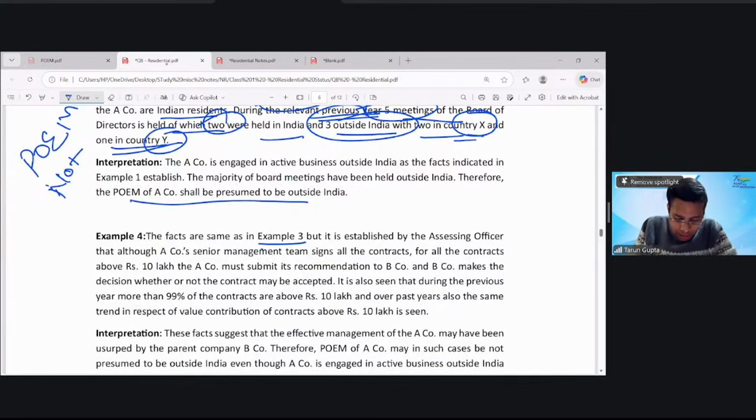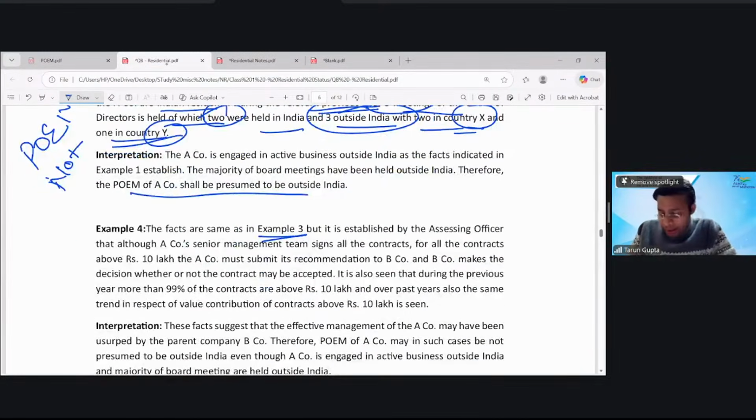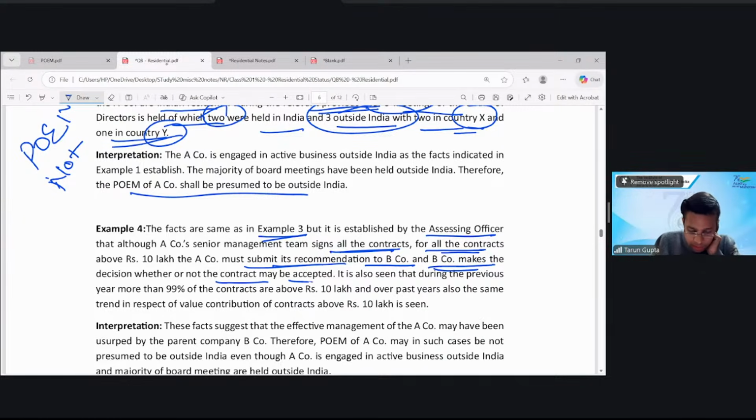The facts are the same as in example 3, where the meetings were held outside India. But it is established by the AO that although A company's senior management signed all the contracts, for all the contracts above 10 lakh, the A company must submit its recommendation to B company. So, though the decision on paper is taken by A company's management, what the AO finds is that all the contracts above 10 lakh are submitted to B company, which makes the decision whether or not a contract may be accepted.